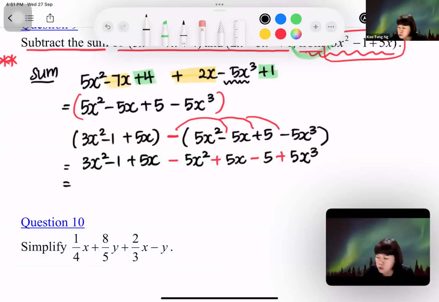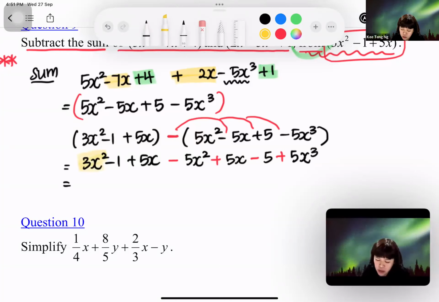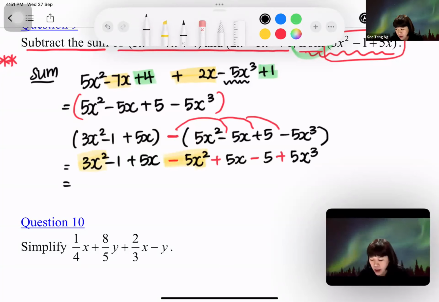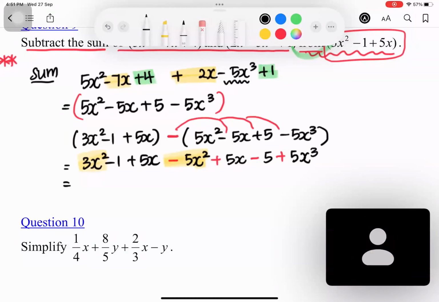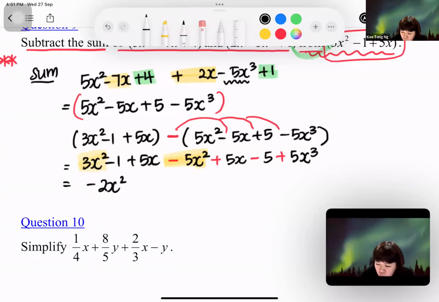Next one, we continue after Colleague. Nicholas, can you help me? 5x squared. Got any partner for 5x squared, or 3x squared? 3x squared minus 5x squared. Nicholas, simplify what we get. Negative 2x squared, followed by number.